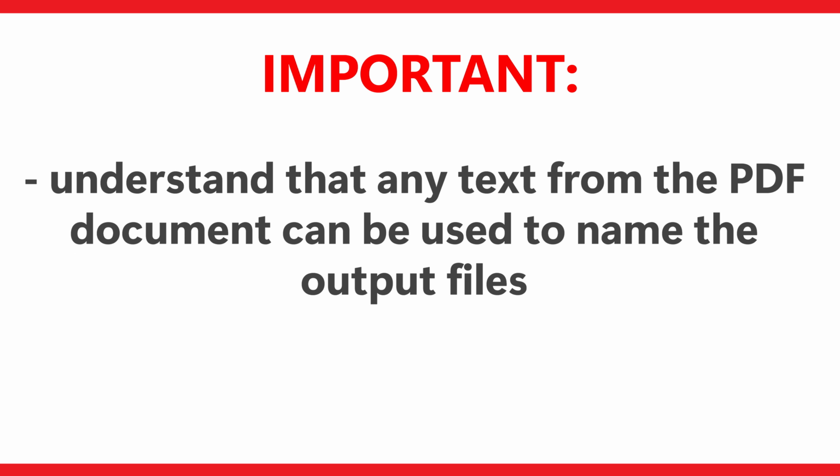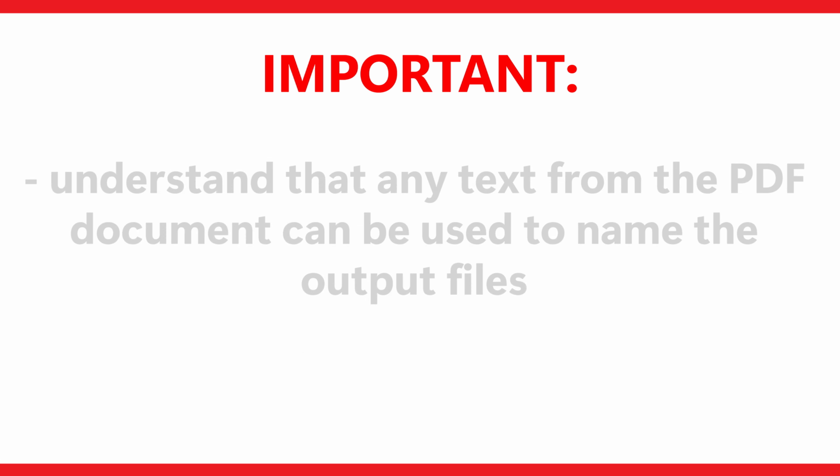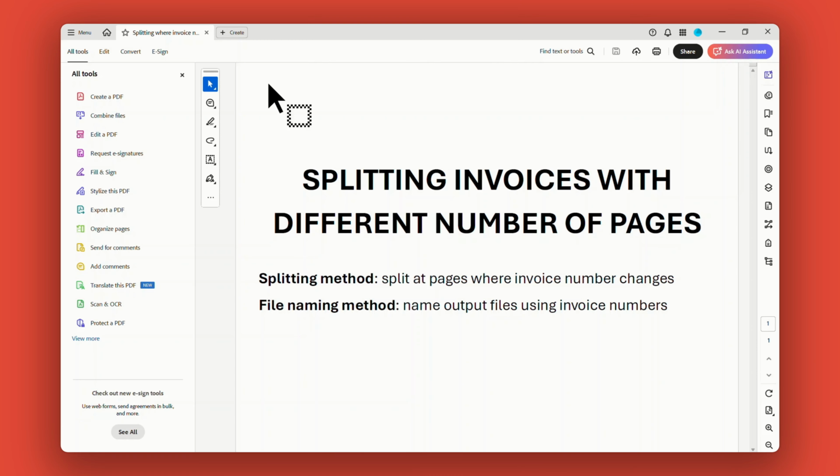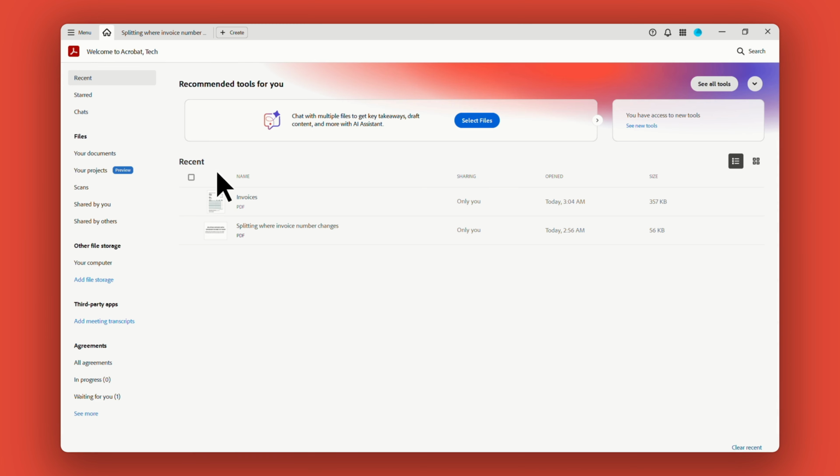Understand that any text from the PDF document can be used to name the output files. We will be using the invoice number in our example. It is also important to know that the PDF document needs to have searchable text. Apply the text recognition to the scanned paper documents. We will split the PDF document at the page where the invoice number changes and name the output files using the invoice numbers.